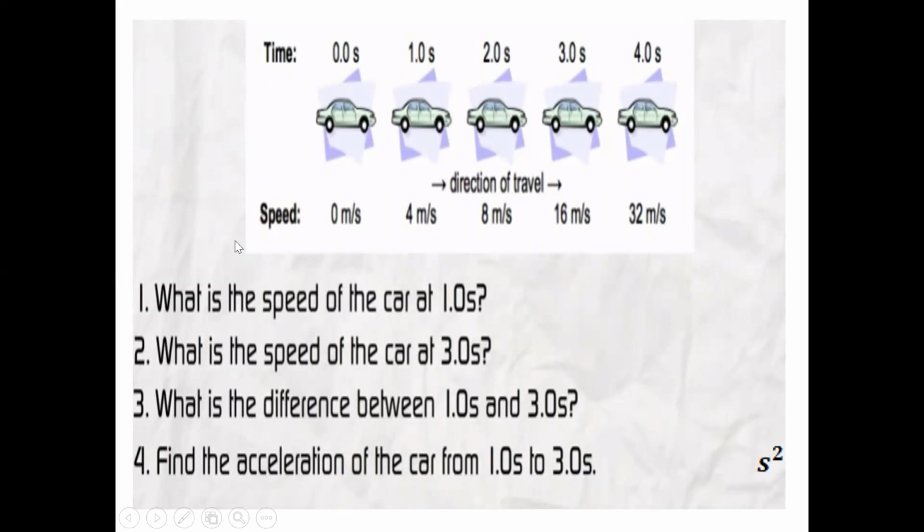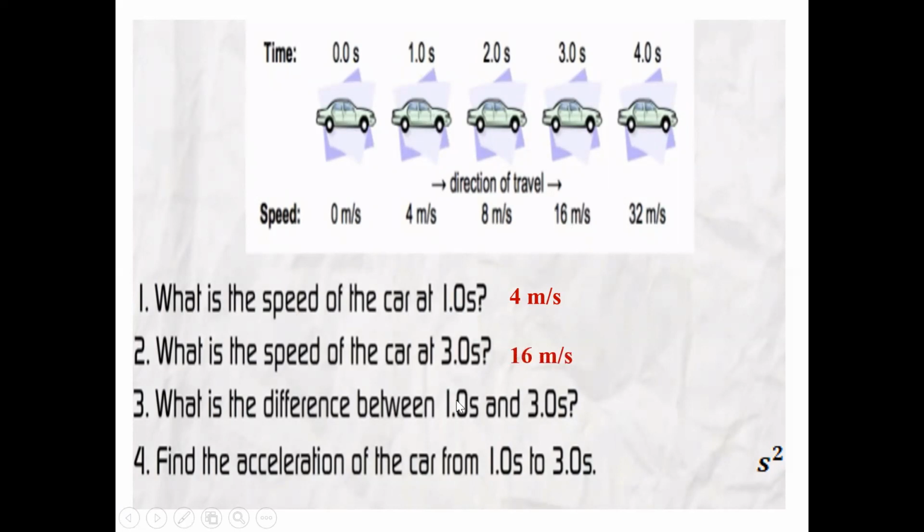Here is a problem. What is the speed of the car at 1 second? Here is the car at 1 second. Speed was 4 meters per second. So it is 4 meters per second. What is the speed of the car at 3 seconds? At 3 seconds, the speed was 16 meters per second.